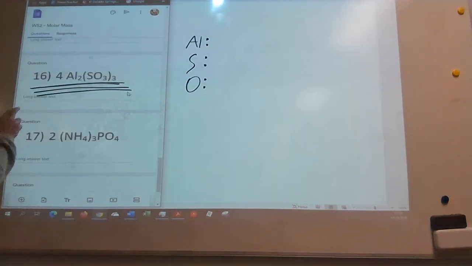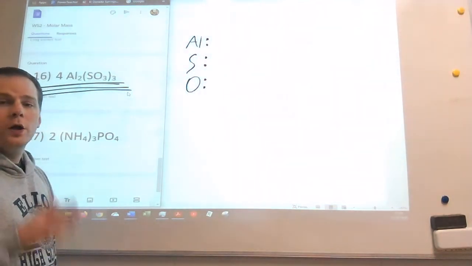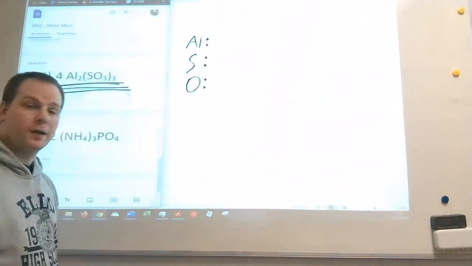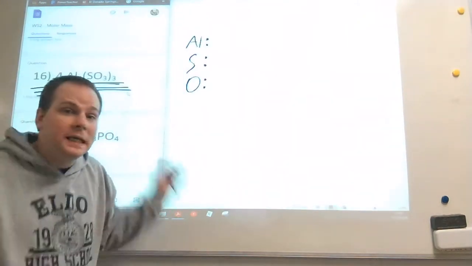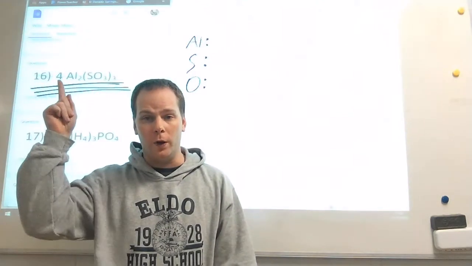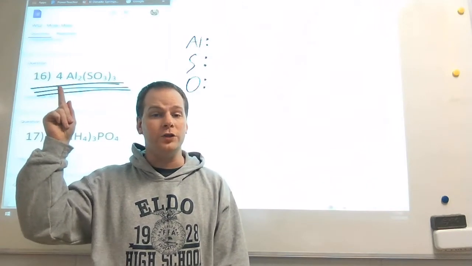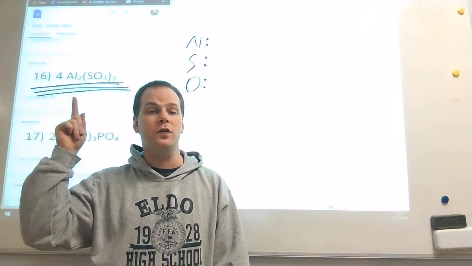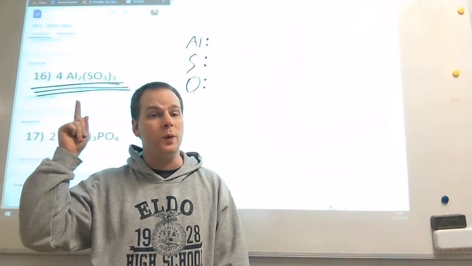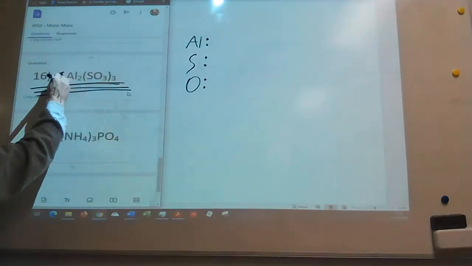All right, we're going to do 16, which is 4Al2(SO3)3. Now, here's something you have to keep in mind when you're calculating molar mass. Coefficients don't matter at all. They are completely irrelevant when we're calculating molar mass. So this 4 doesn't exist so far as we are concerned. Coefficients are only important in stoich and in balancing, and we're not doing either right now. So that 4 doesn't exist.